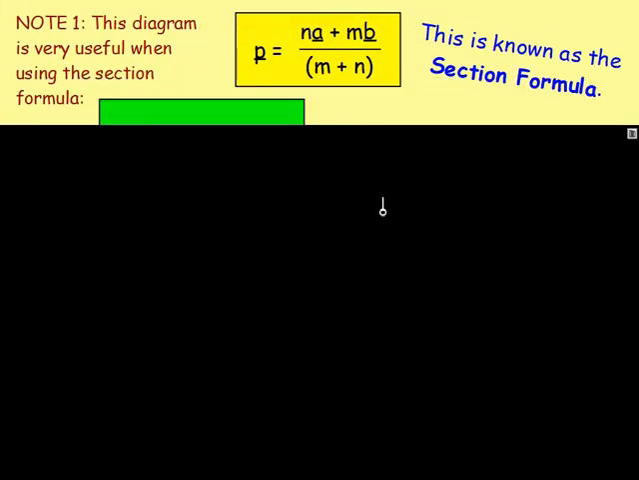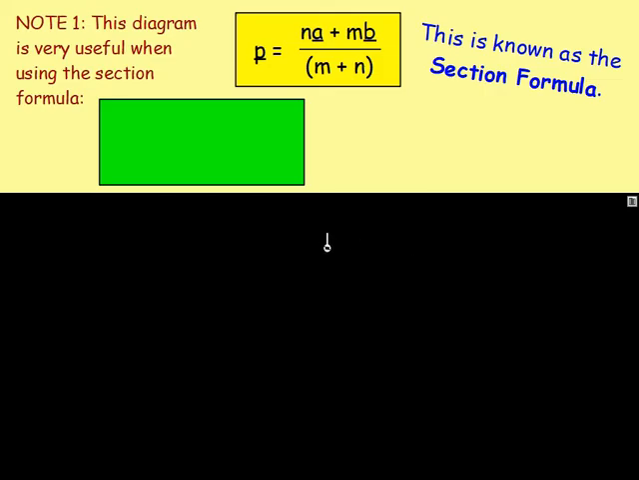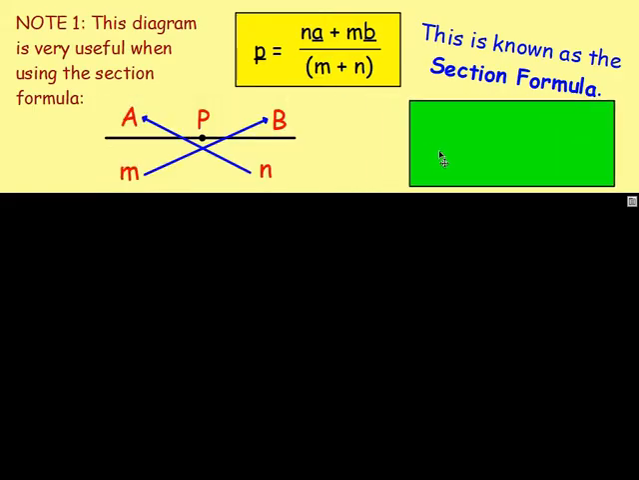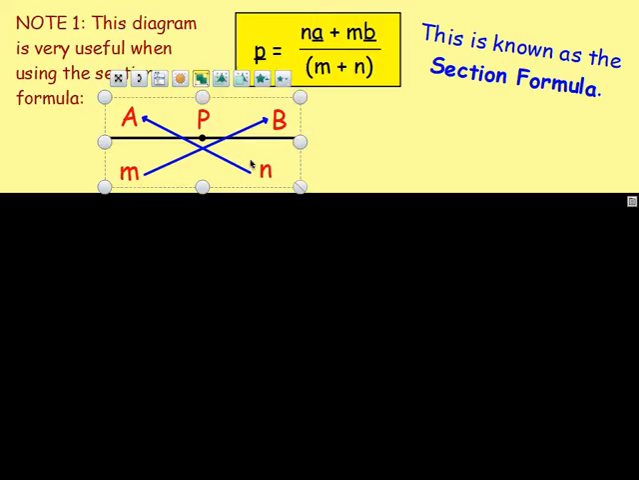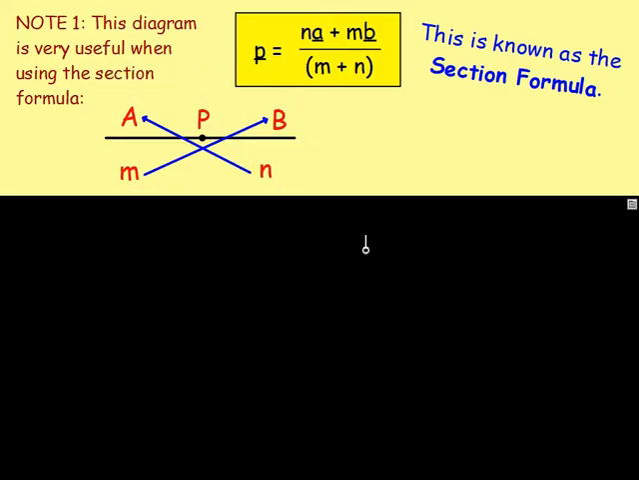So, note number 1. This diagram is very useful when using the section formula. So rather than memorizing it, what you think is just draw a straight line, put A and B at the top, put m and n on the bottom, and you've got a point P just in the middle. So this diagram helps you when it comes to memorizing the section formula.